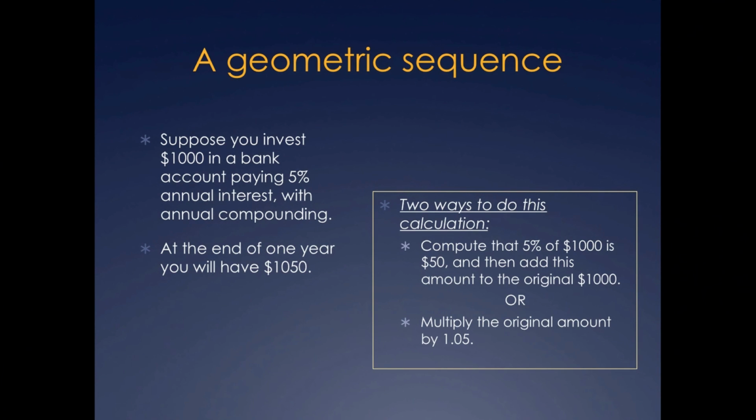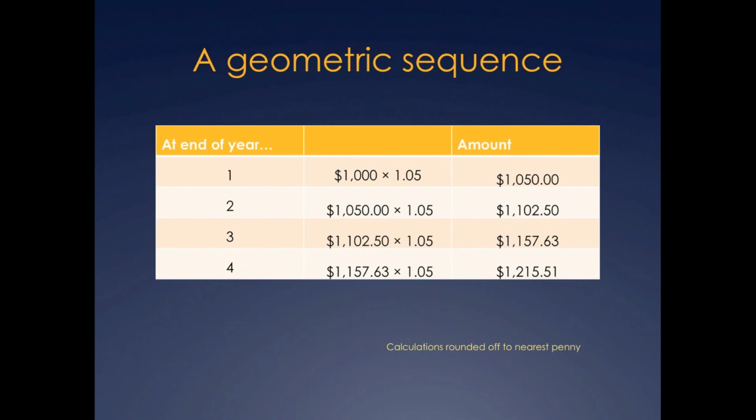Now, there's an alternative way to do that calculation, and it's actually going to be the way we're going to think about doing this calculation. Instead of saying take 5% of 1,000 and then add it to 1,000, why don't we just say take 105% of 1,000. In other words, let's multiply by 1.05. Right? If you know how much you put in the bank at the beginning, then a year later, just multiply that by 1.05.